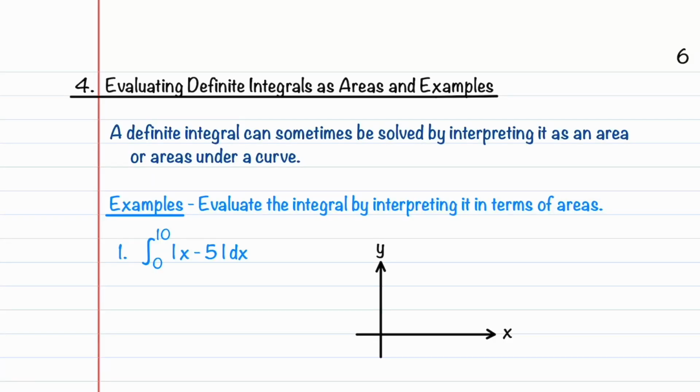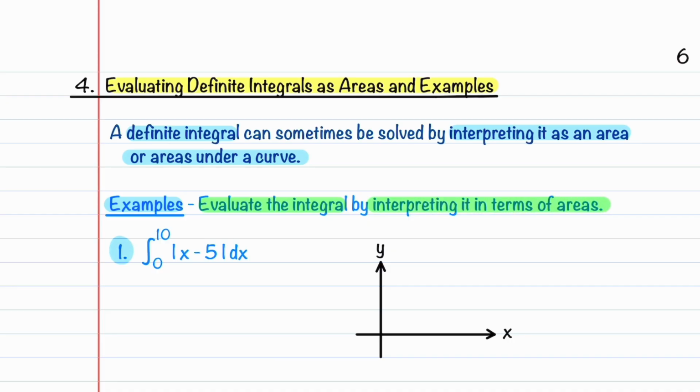We're now going to work through two examples where we are going to evaluate a definite integral using geometry. A definite integral can sometimes be solved by interpreting it as an area or areas under a curve. In both of these examples, we are going to evaluate the integral by interpreting it in terms of areas.